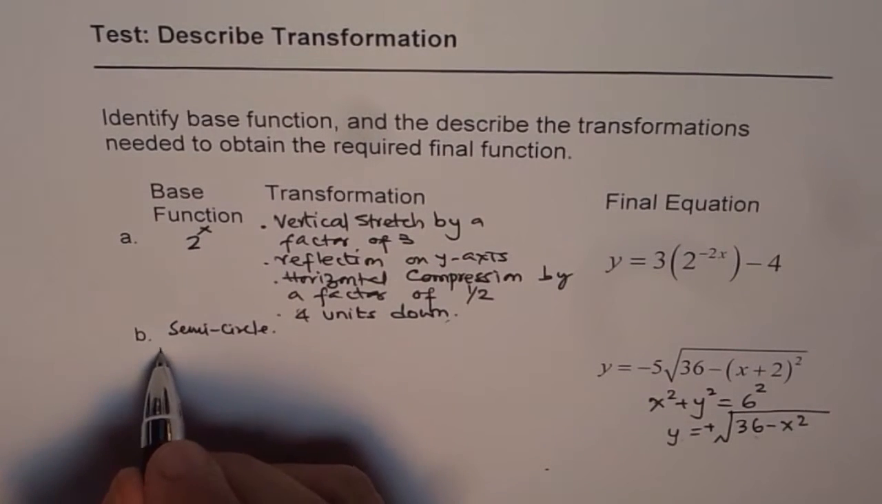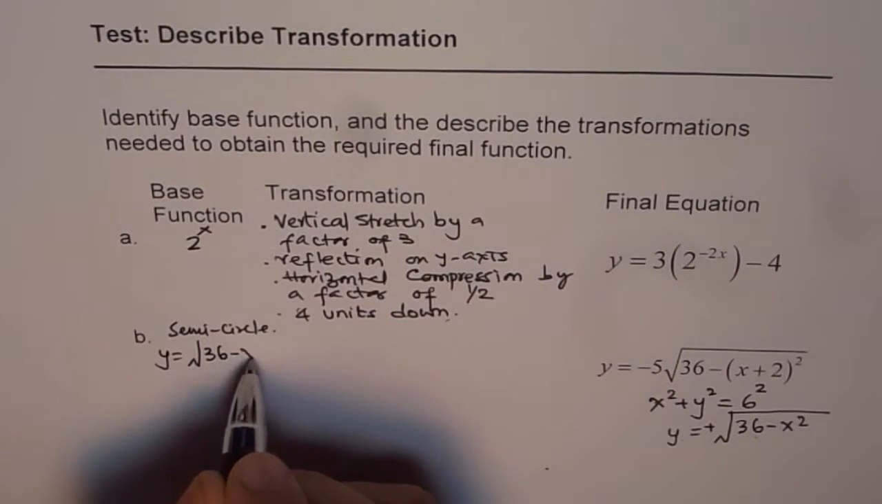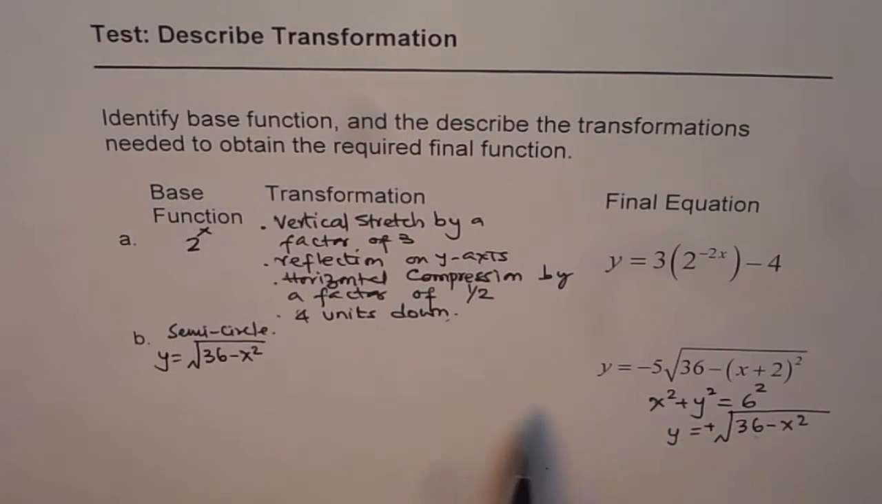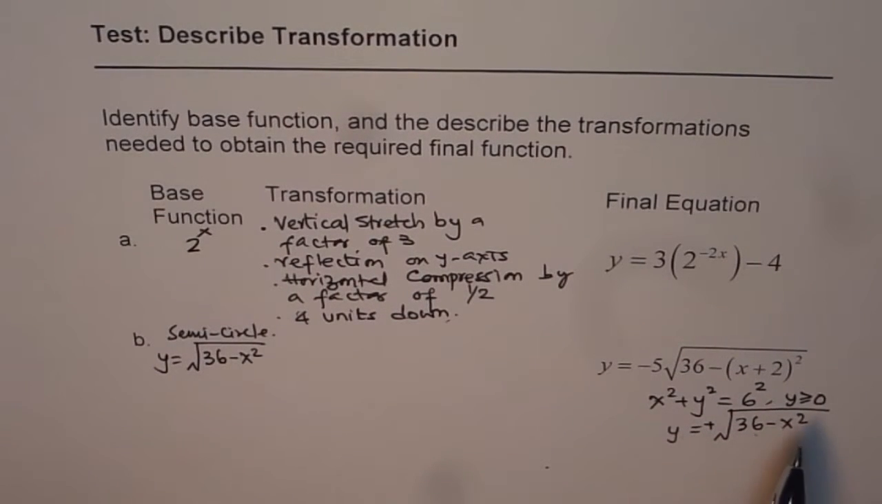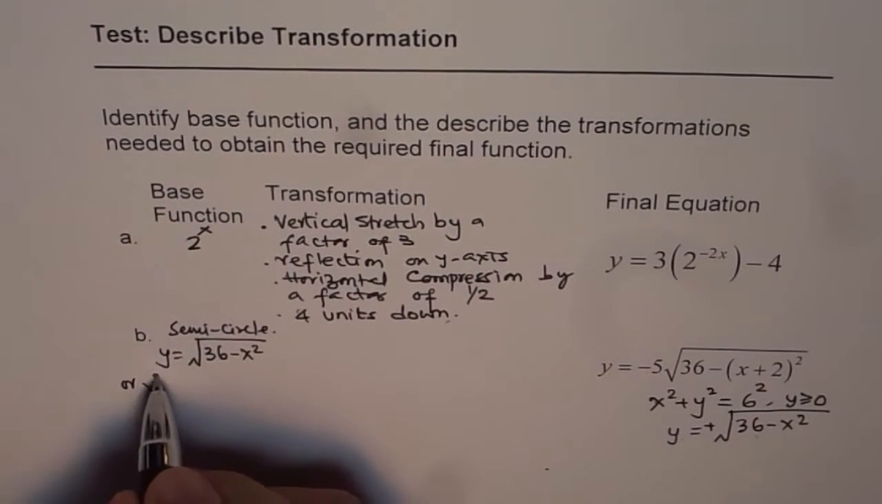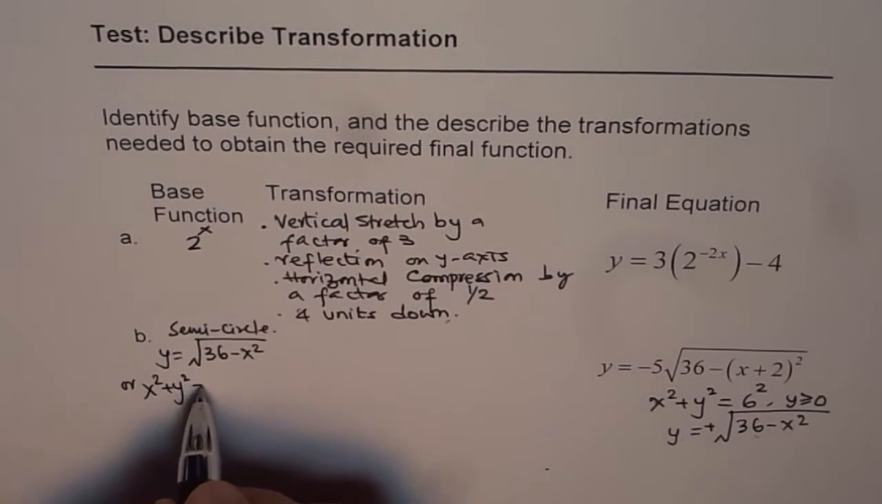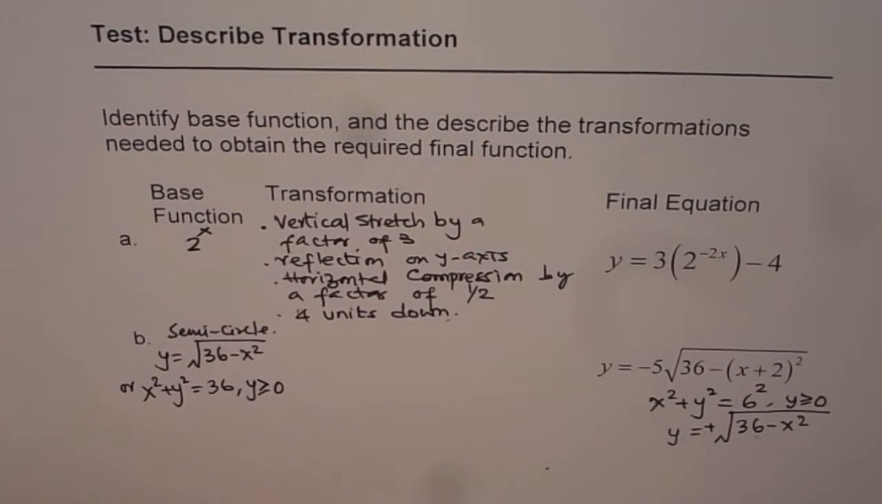So y equals the square root of 36 minus x squared. You could also write x squared plus y squared equals 6 squared for y greater than or equal to 0. So that's another way of writing this function. Okay, so that's a better way actually. You could write x squared plus y squared equals 6 squared, that is 36, for y greater than or equal to 0. So that is a semicircle.